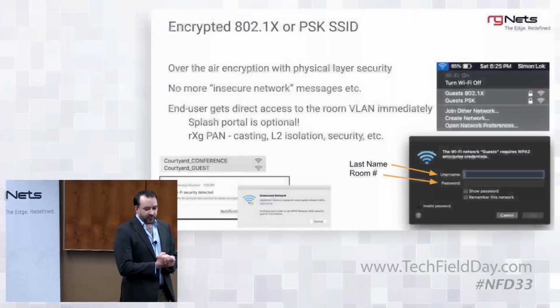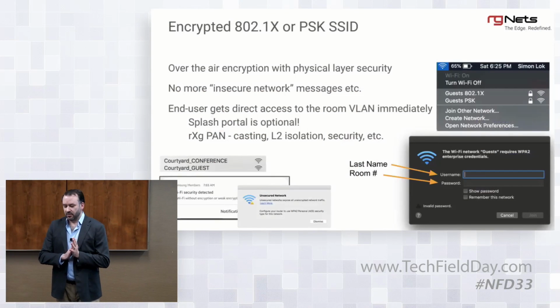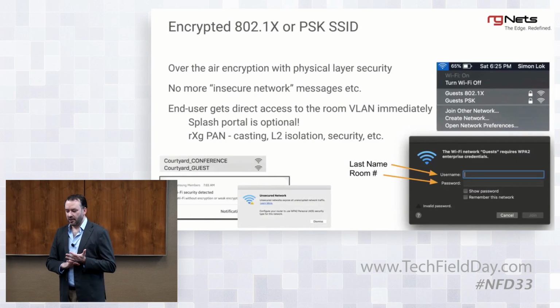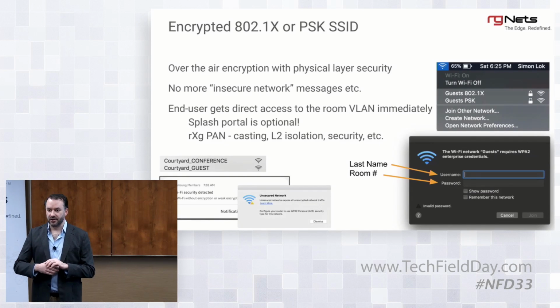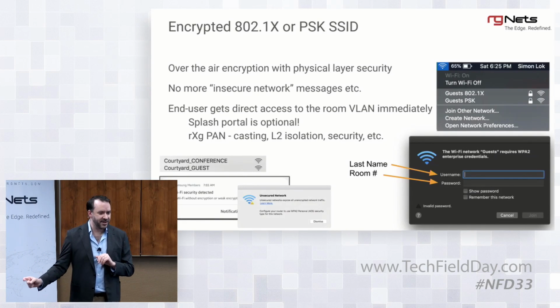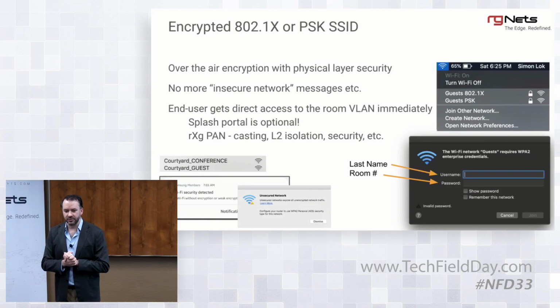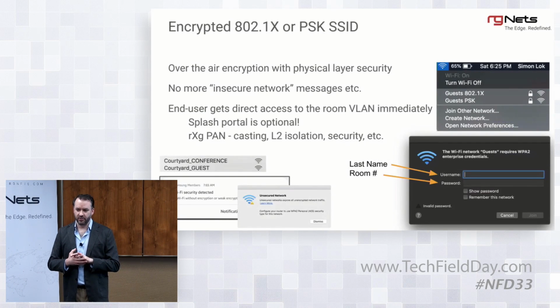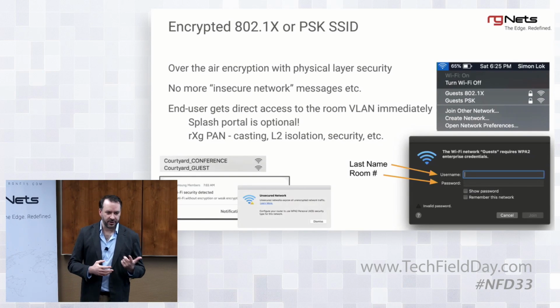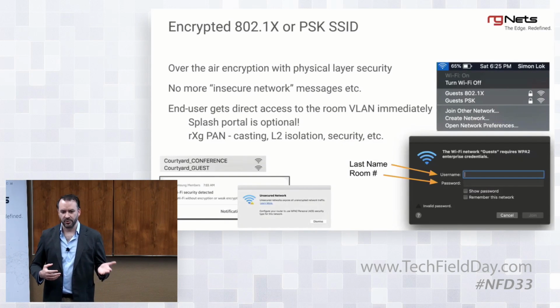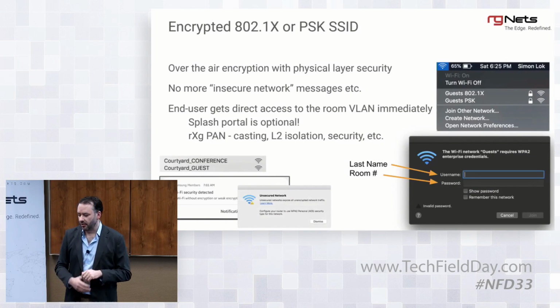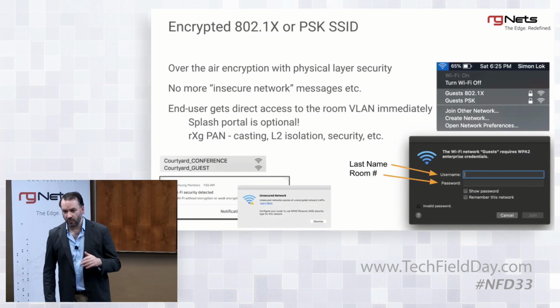So we offer encrypted 802.1x SSIDs or pre-shared key SSIDs. Obviously pre-shared key. We're going to talk a little bit more about why we're highlighting pre-shared key in particular. But we do support 802.1x, WPA2 Enterprise SSIDs with full LDAP integration, RADIUS proxy. We have a built-in RADIUS server as well on the system, and you can also have a full user database.